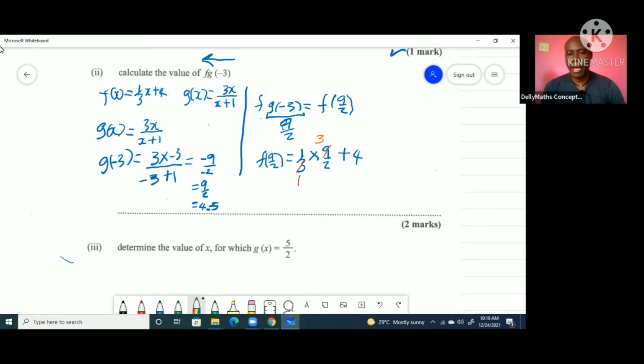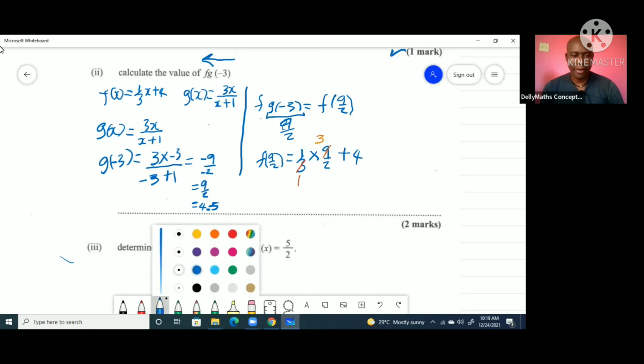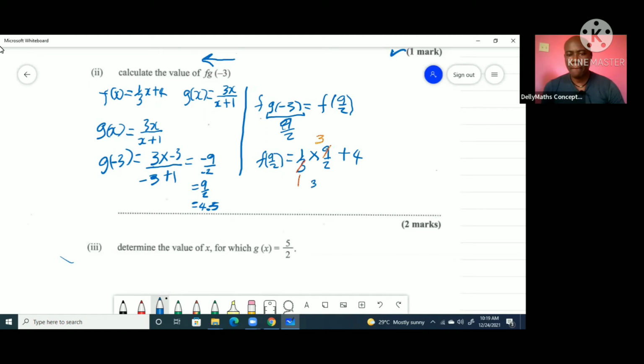So right here, I'm looking at 1 times 3, 3 over 1 times 2, 2. So we have 3 over 2 plus 4. Definitely 3 over 2 is 1.5 plus 4. That's 5.5. All right. Or you can look at it as 11 over 2. All right. So 5.5.